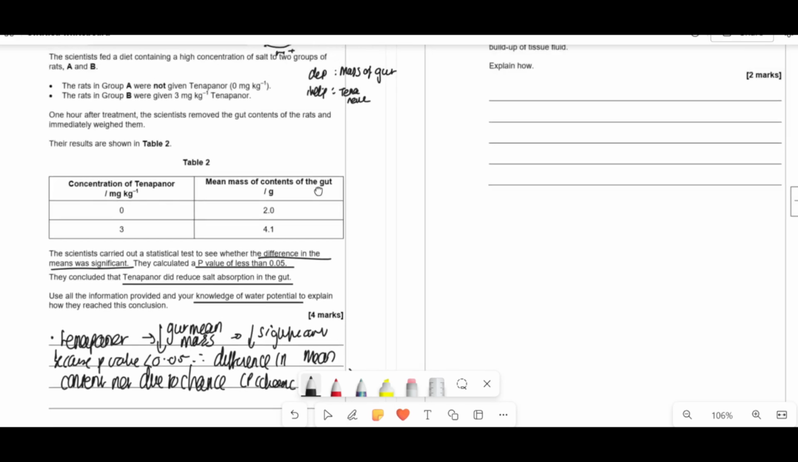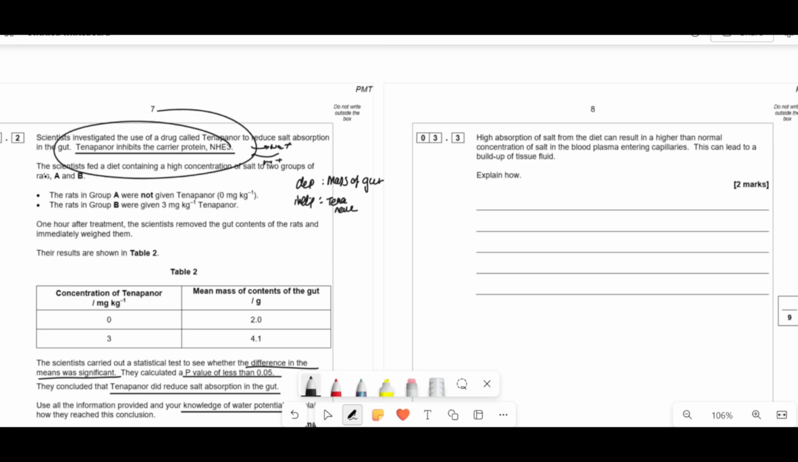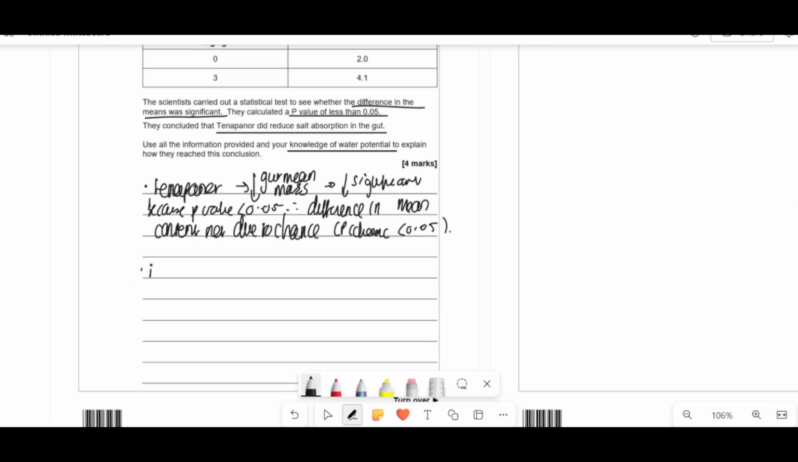If you go back to the tenapanor in the question, it's told you that it inhibits the carrier protein which moves it into gut cells. So if it inhibits that, then there must be Na+ in the gut, not the gut cells, in the lumen of it. So that means there's more Na+ in the gut.